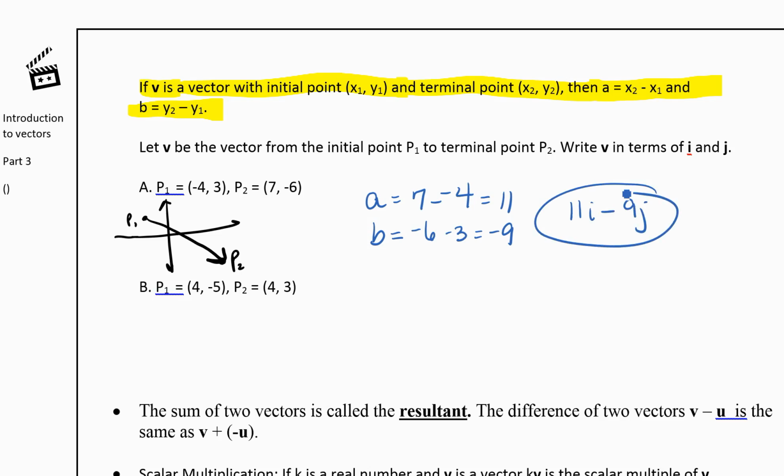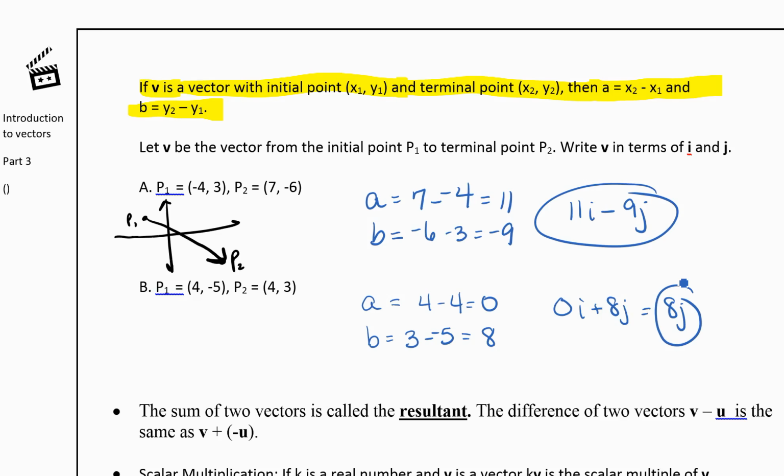Okay, here we have (-5, 4) and (4, 3). So our a will be 4 minus 4, which will be 0. And our b will be 3 minus -5, which will be 8. So this would be 0i plus 8j. So this will just be 8j.